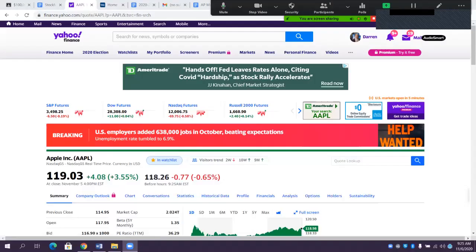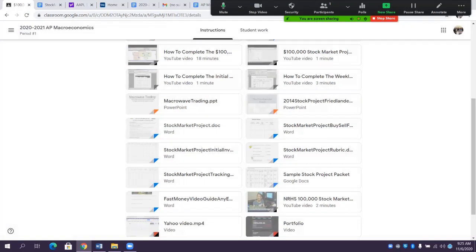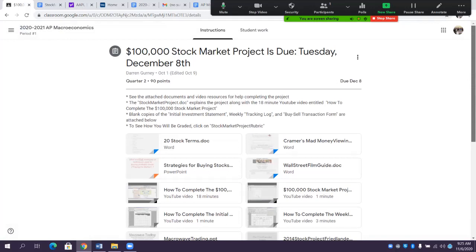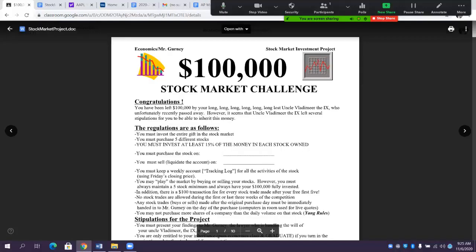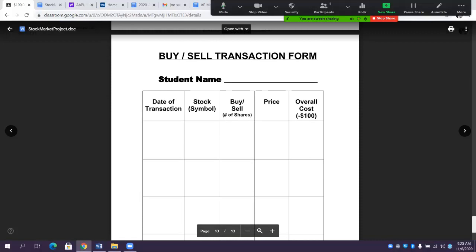The way to do this is to fill out what's called a buy-sell transaction form. This form looks just like this. It is the last page of the stock packet. So you would go to the Google Classroom, find the post about the stock project. Then you would go to the actual document. You would scroll down and download the last page, buy-sell transaction form, and you would fill it in.